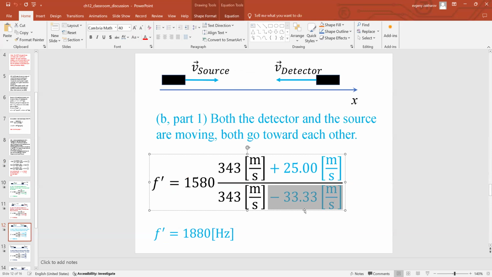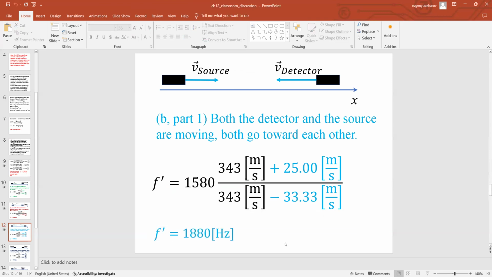Do the math, and you get 1880 hertz. This is clearly, once again, more than the original. So every time you go in a certain direction and a police car is coming towards you, you hear that loud "meow, meow, meow," and you really want to just stop and move to the side and give way to cops doing their business, chasing someone. This is your safety. Your senses will alert you right away. You just give way and move away.